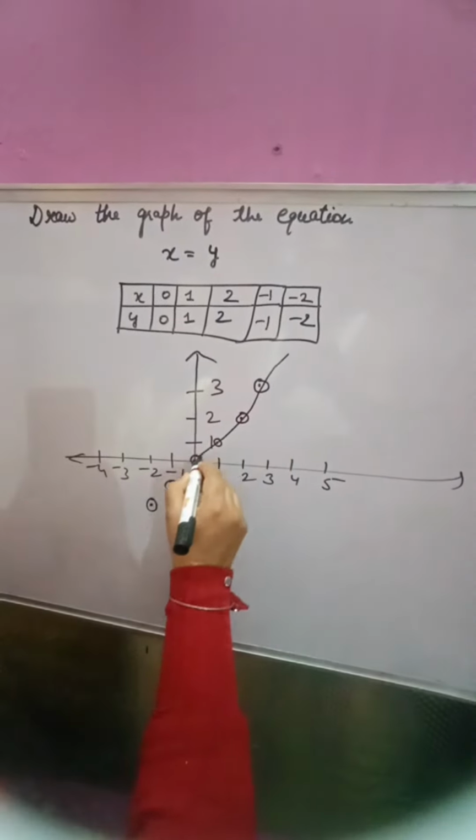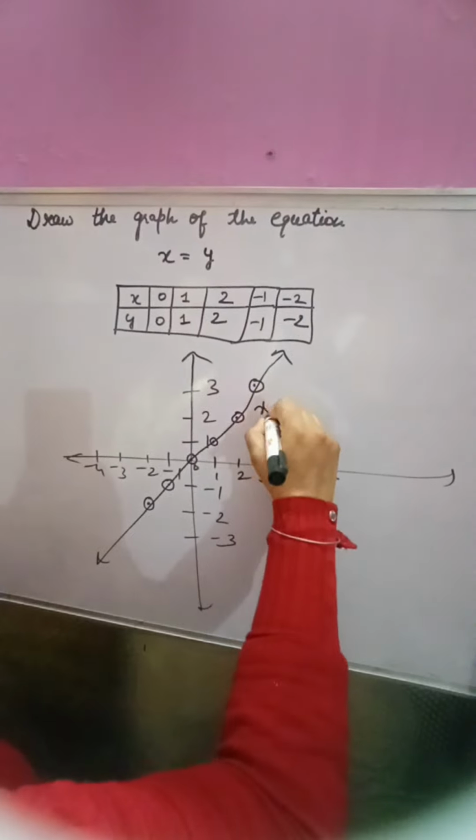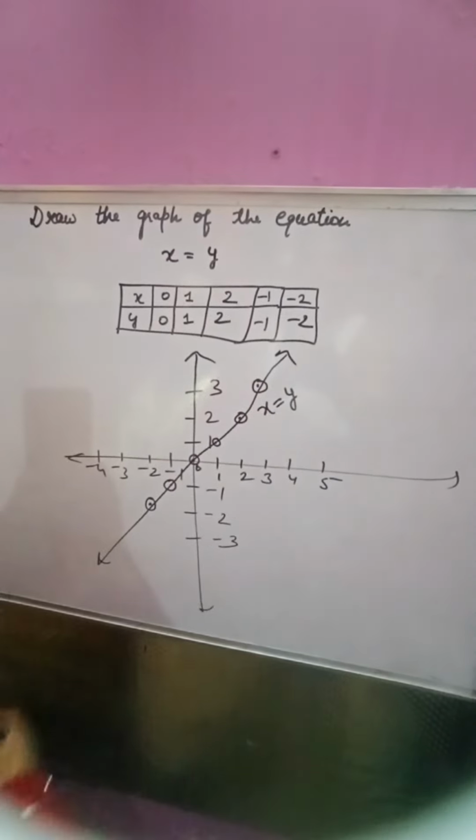With the help of a scale, you have to join them carefully and put arrows both the time, on both sides. X is equal to y, the graph will be formed.